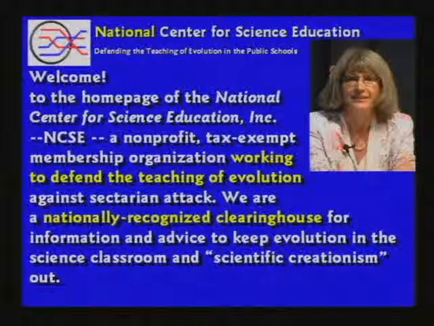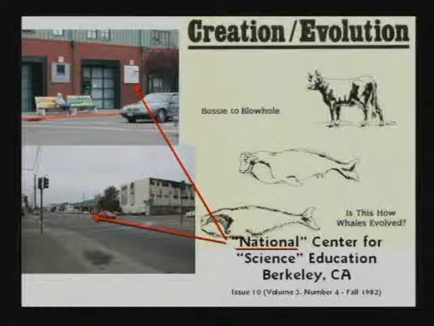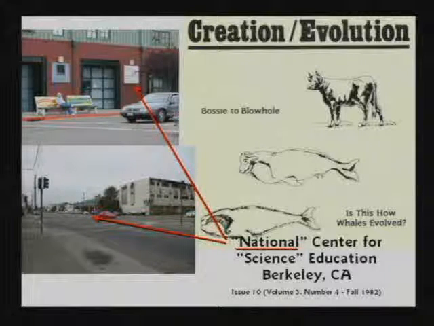Here's a brochure put out by the National Center for Science Education in the storefront building right there in downtown Berkeley, a few blocks from here. They say, is this how the whales evolved from bossy to blowhole? Did a cow evolve to a whale? Oh, there's only a few differences between a cow and a whale, you know. The reference is now actually in Oakland. Oh, it's in Oakland now. Okay, I'll change it. Fix it.